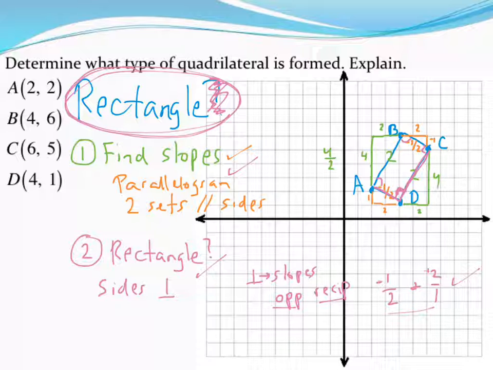If I thought they might be, I couldn't say, well, it looks like a square. I'd have to prove it. But I can definitely prove this is not a square because I can tell those sides are not close to being the same length. So this figure is a rectangle.